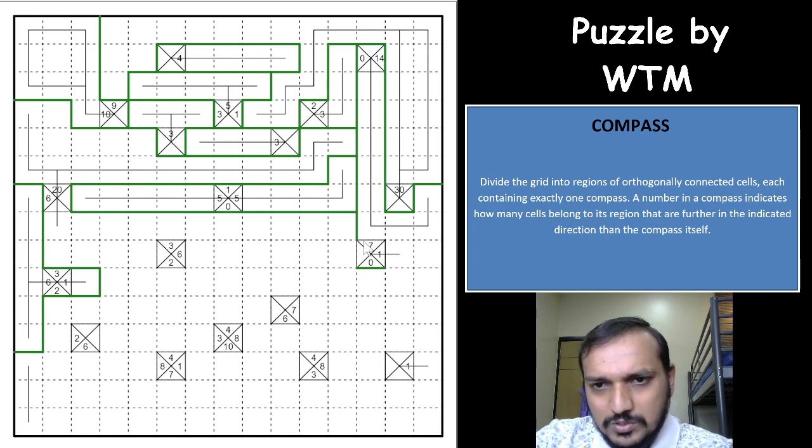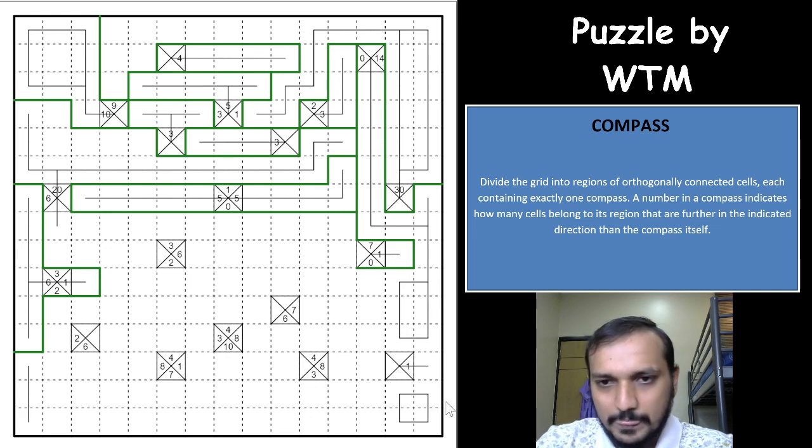Okay, so which means all of these are part of the 14 clue. This is also part of the 14 clue. Amazing. This has to come towards the left. You have to fulfill the 7. You have how many cells? 1 2 3 4 5 6 7 8 9 10.